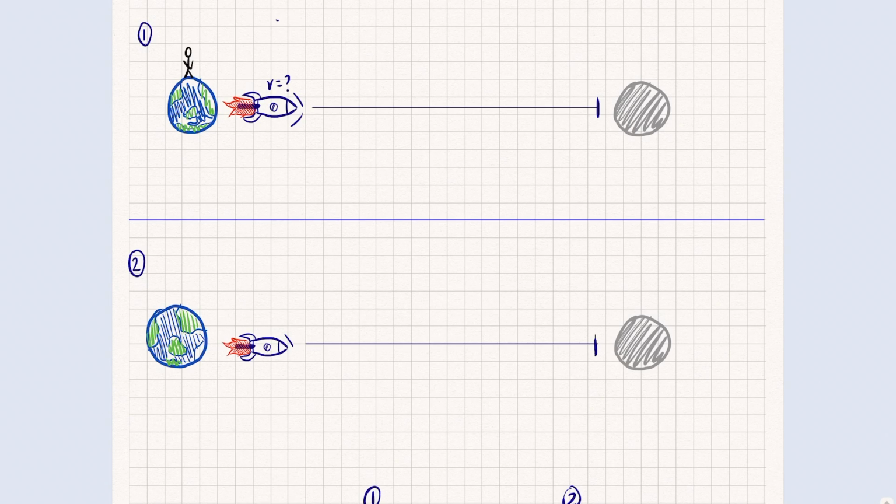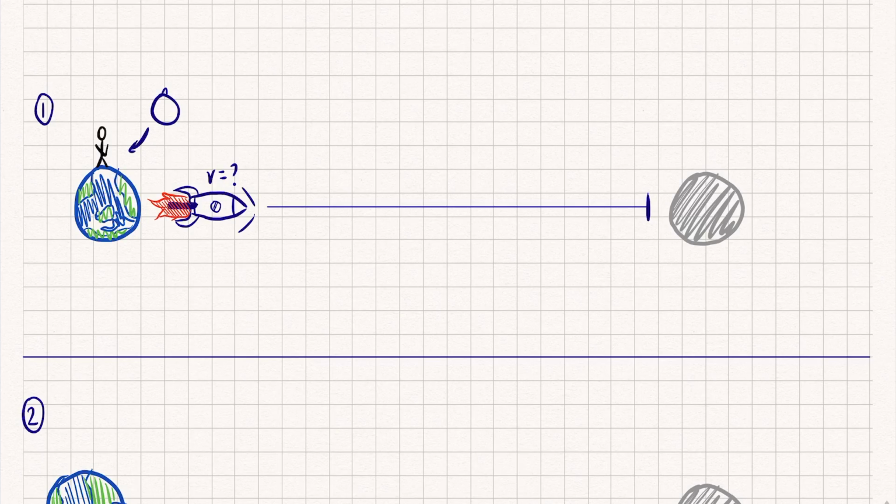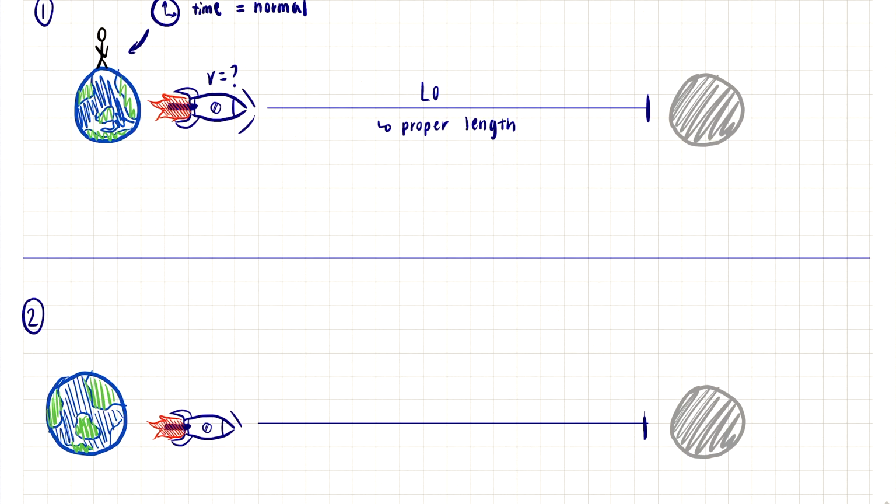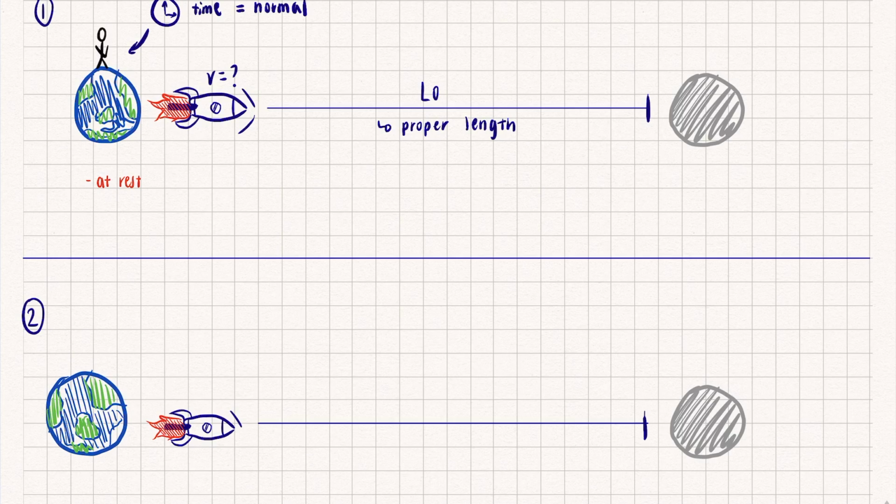As observers standing on Earth, we see the spaceship traveling at a certain velocity, v, while time flows normally, and the distance for the journey of the spaceship we label as L0, being the proper length. To emphasize, we are at rest with respect to the objects that mark the distance, which are the Earth and the faraway object. In this case, the faraway object is the destination.